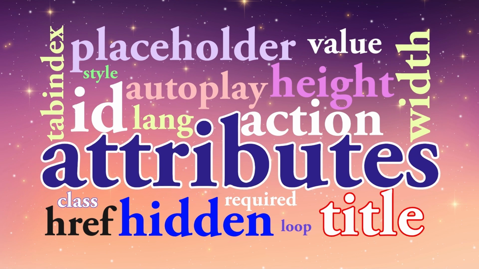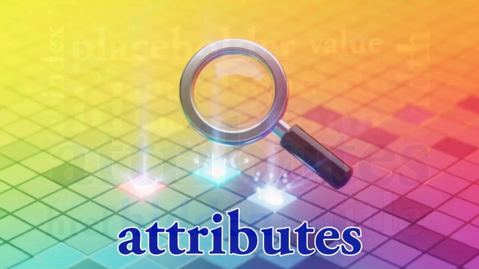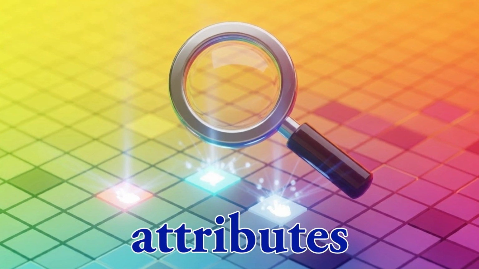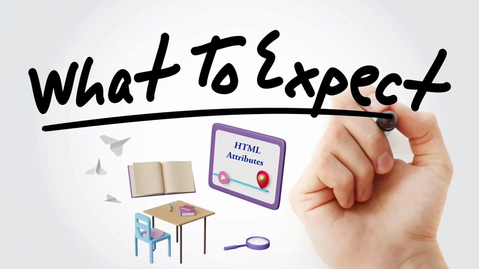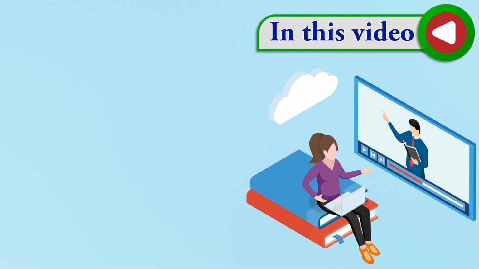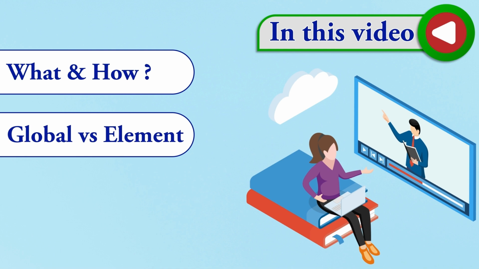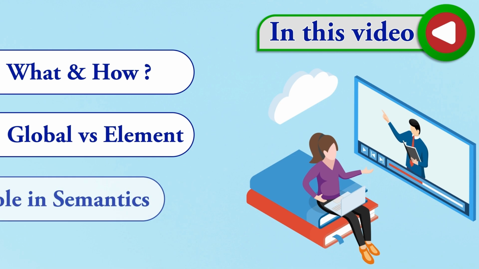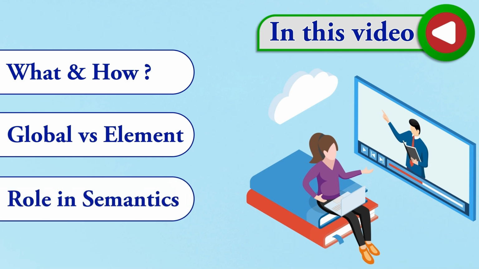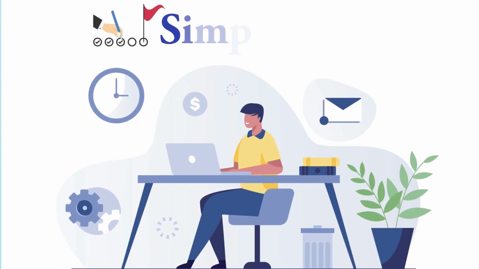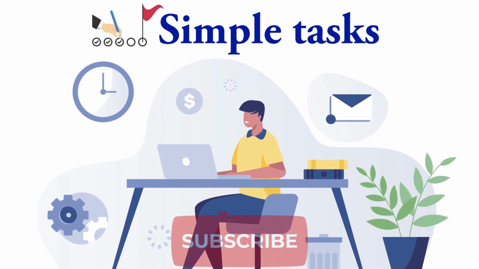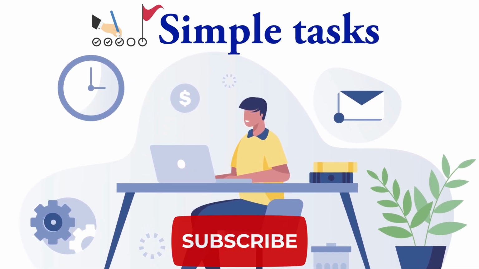We learned a little bit about what attributes are in a previous video. Let's look into it in more depth using examples in this video. So, what can you expect to take away from this video? First, we will make sure you have a solid understanding of what attributes are and how they work. Then, we will tackle a fundamental concept, the difference between global and element specific attributes. Finally, we'll talk about the real power of attributes, their role in making your web pages more semantic and understandable. We'll end the video with a few simple tasks for you to reinforce everything we have learned today.